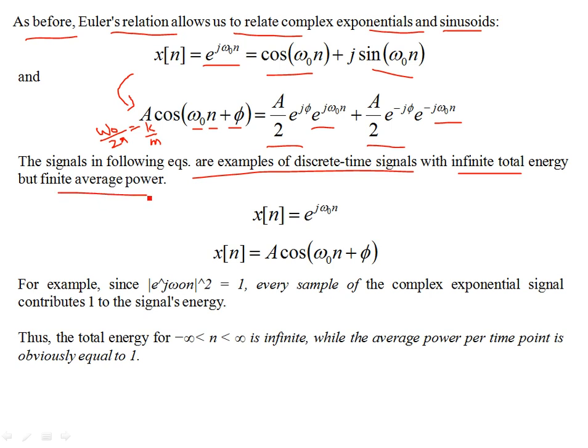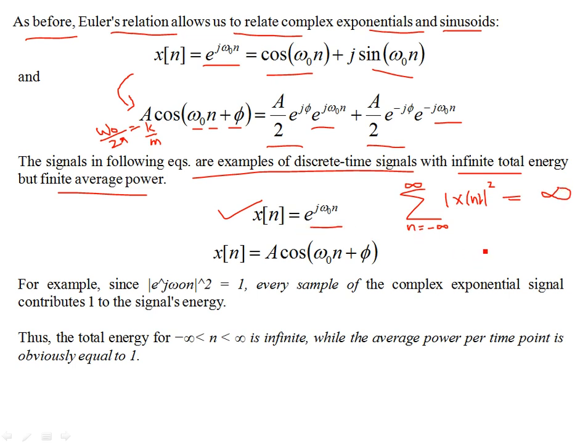The signals in the following equations are examples of discrete time signals with infinite total energy but finite average power. This statement is very similar to what we have for continuous time exponential signals. If you have to find the energy of such a sequence, it is the magnitude of x of n squared, summed over all n, from minus infinity to plus infinity. The energy is infinite, right? It's just like adding one an infinite number of times, which gives you infinity. So it's not an energy sequence, it's a power sequence.